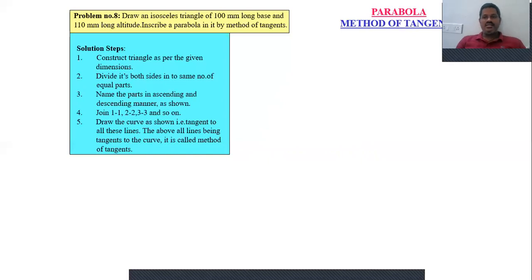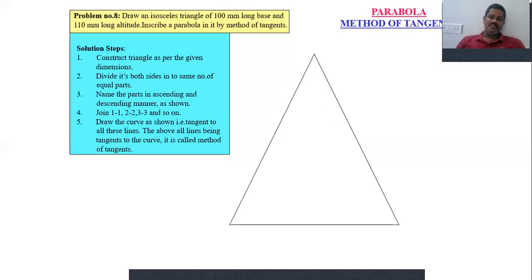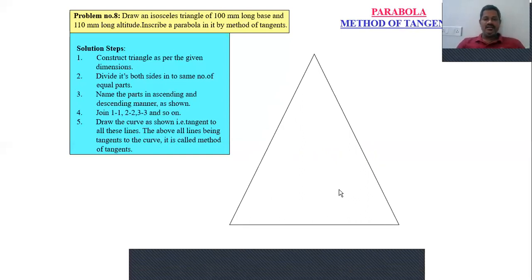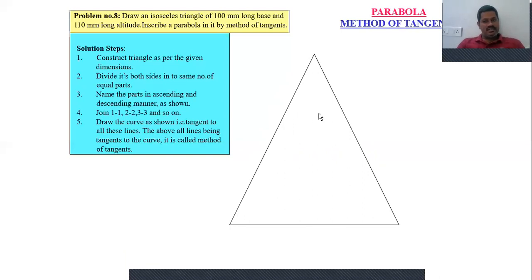So construct a triangle first. Construct a triangle with the given dimensions. In this case, the length of this triangle is 100 and the altitude is 110. With the given dimensions, construct a triangle and name the points as A, B, and C here. Then divide the sides of this triangle. Divide both the sides of this triangle, namely AC and BC, into a convenient equal number of divisions. Say in this case, the divisions are 15.